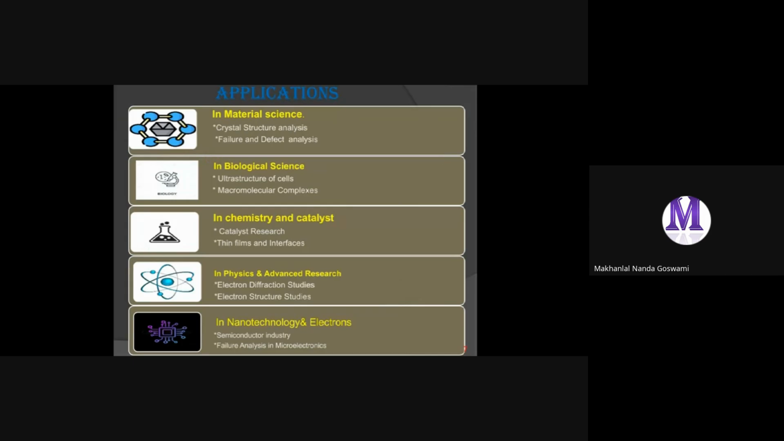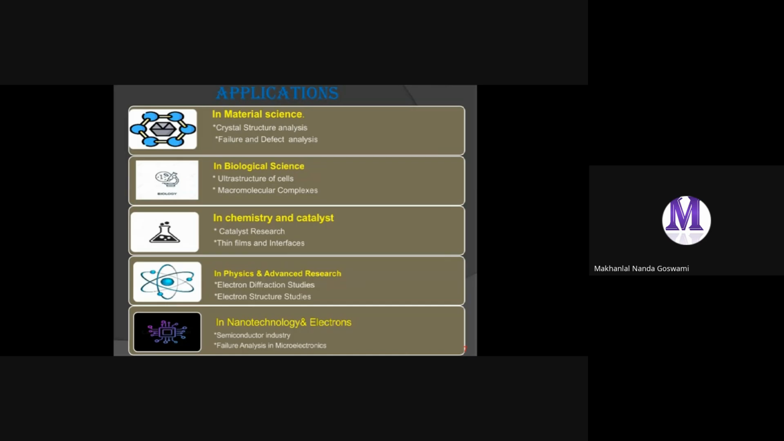Now we have the applications of the TEM. First, in material science. TEM provides atomic level imaging of the crystal structure. Researchers can directly visualize grain boundaries, dislocations, lattice planes, etc. It helps to detect cracks, voids, impurities, and other defects that cause failure in metals, semiconductors, etc. This is important in aerospace, automotive, etc.